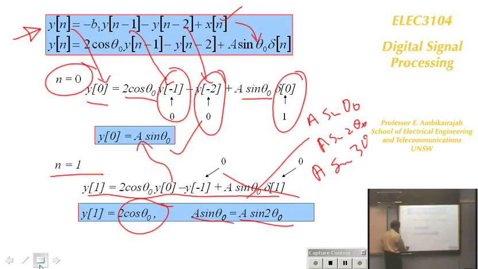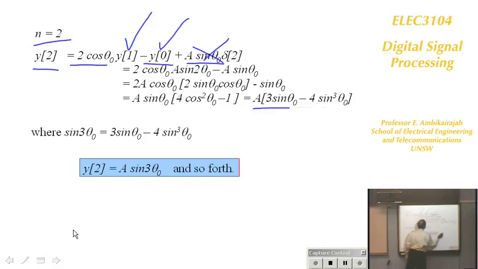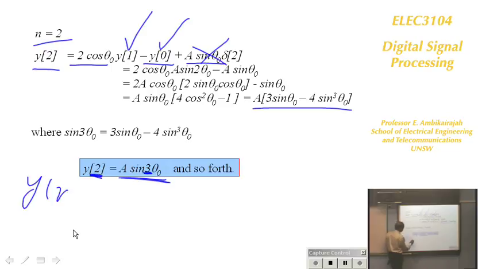You go on to the next one. You can now do n equal to 2. This is gone. This you already know from the previous value. Substitute them, simplify them. You can show that it is equal to a sine 3 theta naught. So you can see when you have 2, you got 3 here. So eventually you're going to have yn is equal to a sine of n plus 1 theta naught, because every time you've got 2 here, you've got a 3.